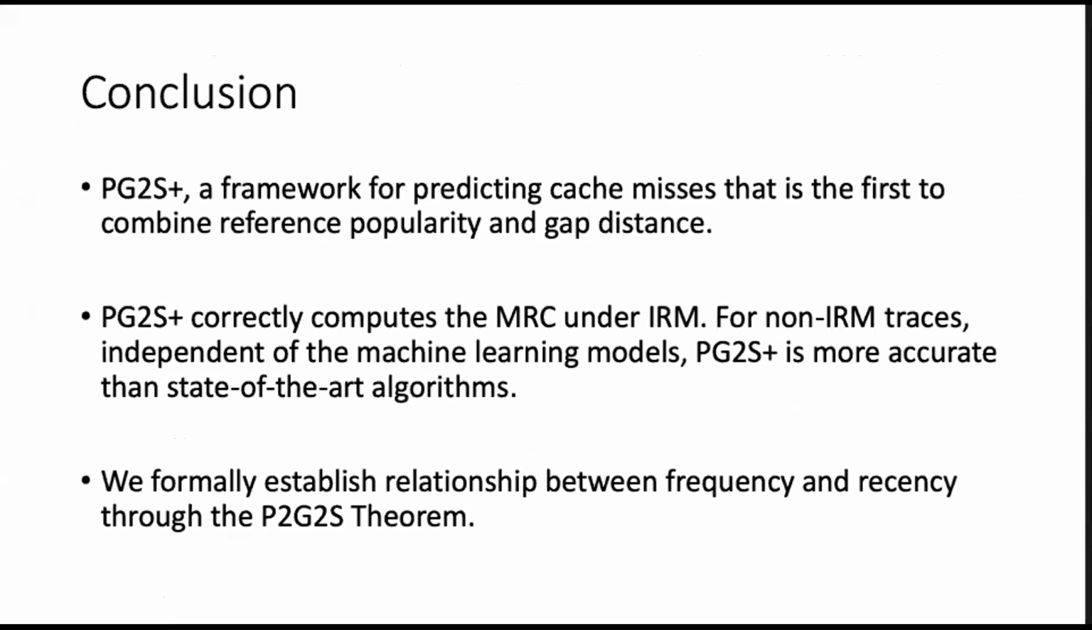In summary, in this paper we present PG2S Plus, a framework for predicting cache misses that is the first to combine reference popularity and gap distribution. PG2S Plus correctly computes the MRC on the IRM and for non-IRM traces. Independent of the machine learning models, PG2S Plus is more accurate than other algorithms. And we formally establish the relationship between frequency and recency through the P2G theorem, which means that by simply using popularity, we can construct the stack distance.